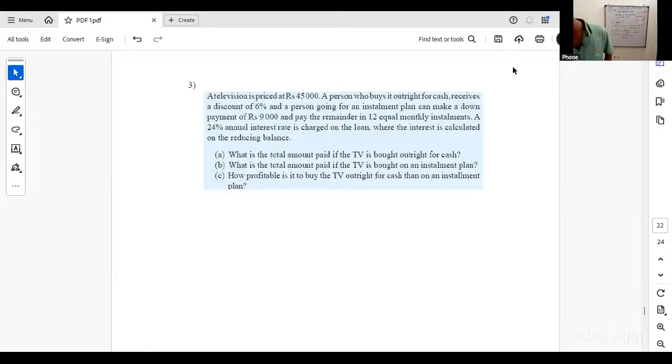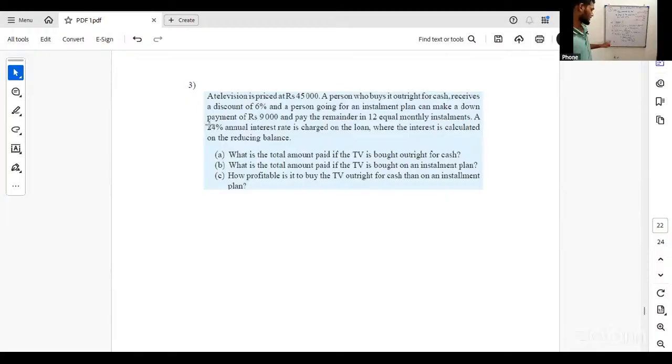But here they have given 24% as the annual interest rate. So we have to convert this into monthly interest rate. How to do that one? You take 24%, which is the annual rate, and divide it by 12 to make it a monthly interest rate. Then you can find this value. You can get this as 60 rupees. So the monthly interest is 60 rupees.